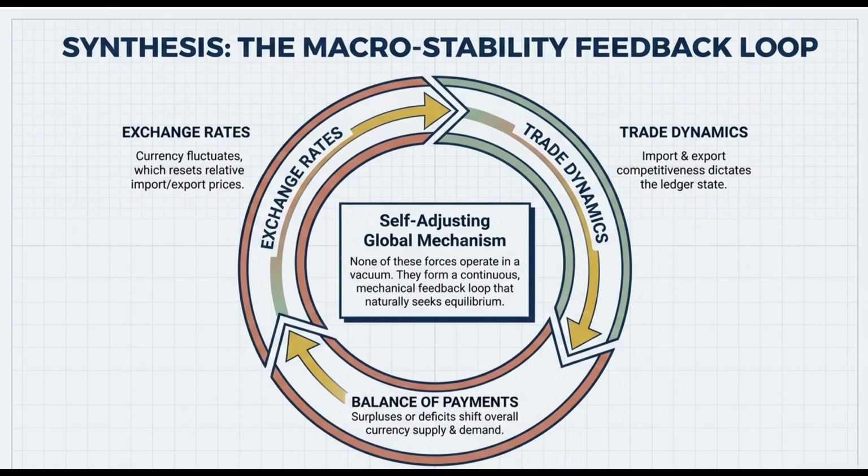Okay, so we have trade dynamics, balance of payments, and exchange rate. The exchange rate includes currency fluctuations, which reset relative import-export prices, and the trade dynamics includes import and export competitiveness, which dictates the ledger state. And we have the balance of payments, right? And the self-adjusting global mechanism will ensure the stability of the system. Got it?